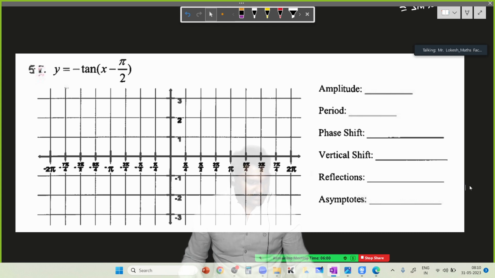I'm just checking how many asymptotes are possible here. Yeah, no problem. We'll just solve it.